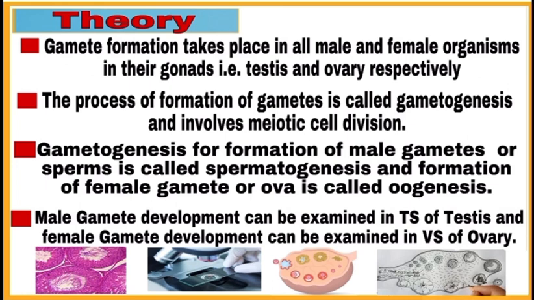Gametogenesis for the formation of male gametes or sperms is called as spermatogenesis, and formation of female gamete or ova is called as oogenesis. Male gamete development can be examined in TS of testes, and female gamete development can be examined in VS of ovary.